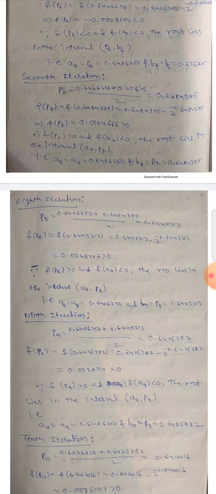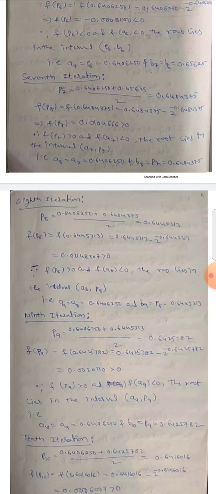f of p8 is equal to f of 0.6445313, which equals 0.6445313 minus 2 power minus 0.6445313. If we simplify, it is 0.0048307. This is greater than 0. Since f of p8 is greater than 0 and f of a8 is less than 0, the root lies in the interval a8 comma p8.